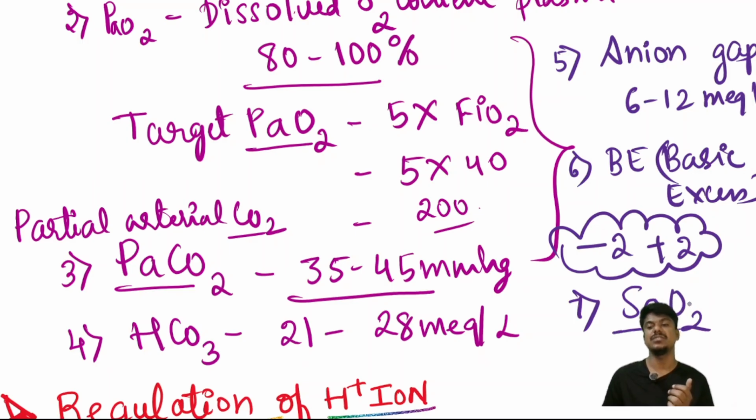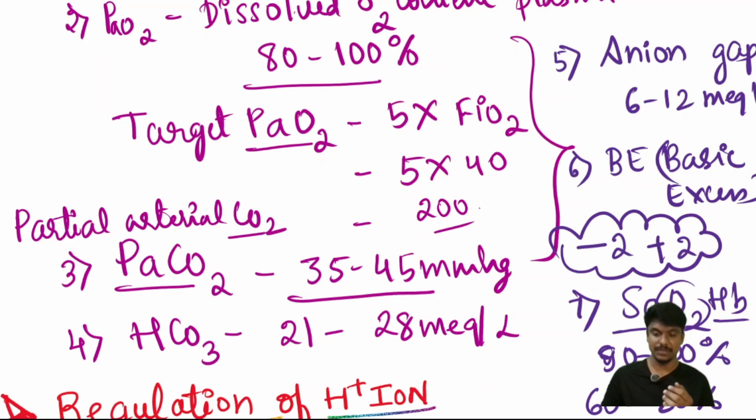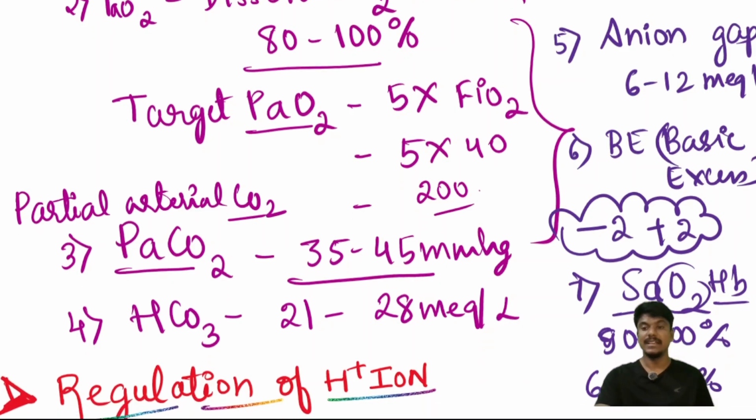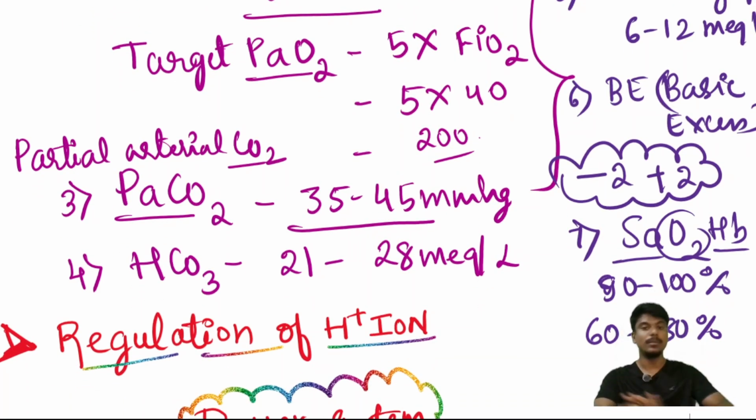SO2 means saturation of oxygen, the hemoglobin-bound oxygen level. Normally, if it is an arterial sample, that should be around 90 to 100 percent. If it is a venous sample, that will be around 60 to 80 percent. That's what your SO2 levels are. That's what the normal basics of basic ABG parameters look like.